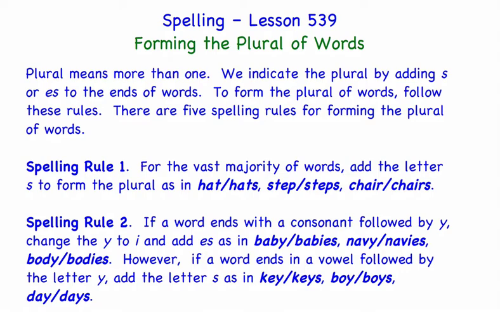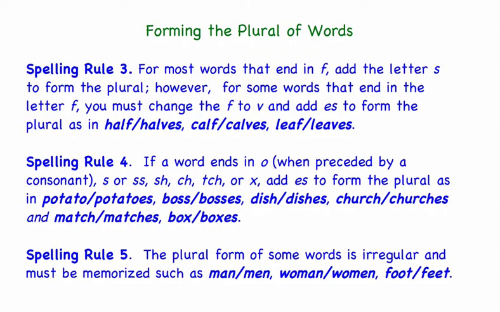So let's look at the new 3 rules that we have not yet covered. Spelling rule 3 says that for most words that end in the letter F, add the letter S to form the plural. However, there are words that end in the letter F where you must change the F to V and add ES to form the plural. And here are some examples. In the word half, if you want to form the plural, notice half ends in F. You change the F to V and add ES, halves.